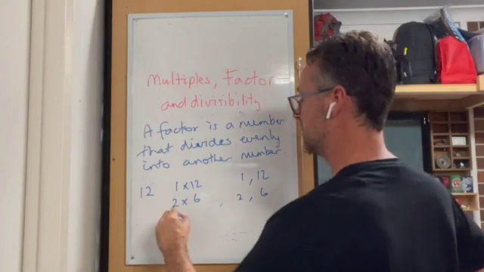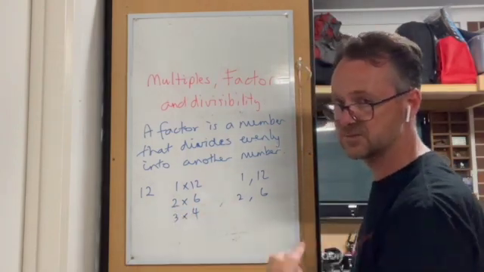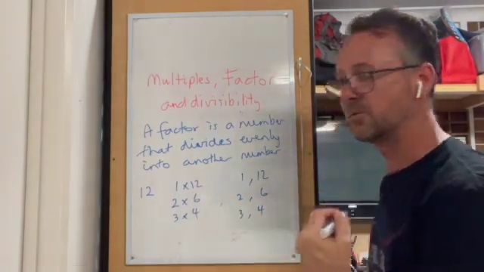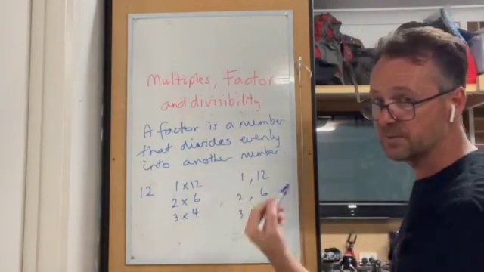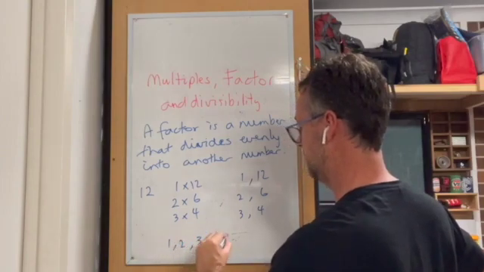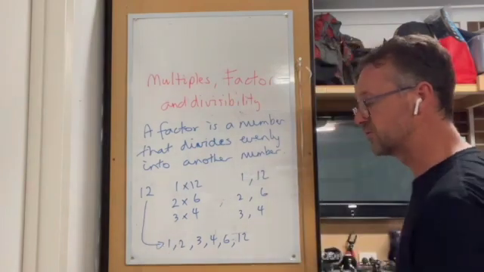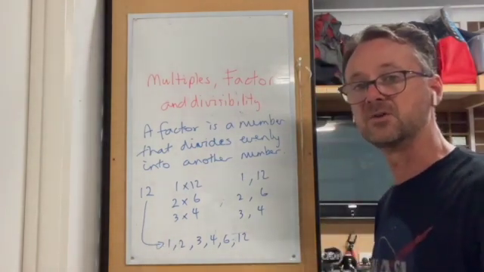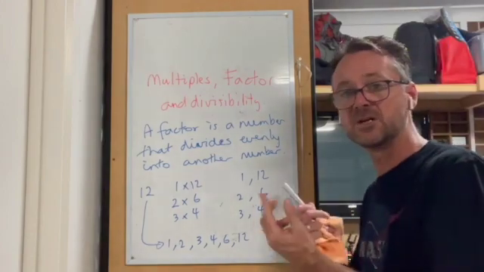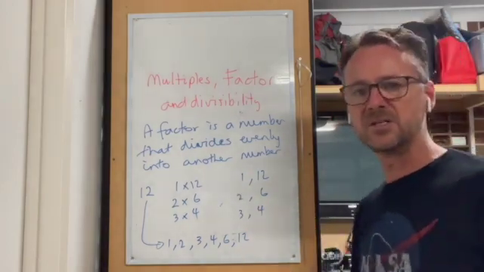And then we know that 3 times 4 gives us 12. 4 goes into 12 evenly 3 times, and 3 goes into 12 evenly 4 times. So 3 and 4. So these are all the factors of 12, but when we write them, we need to write them in ascending order, like this. So the factors of 12 are 1, 2, 3, 4, 6, and 12. And we can do this for any number, and some of them will be prime numbers where there's only 2 factors, and others will be really factor-rich numbers like 12, like 24, like 36.